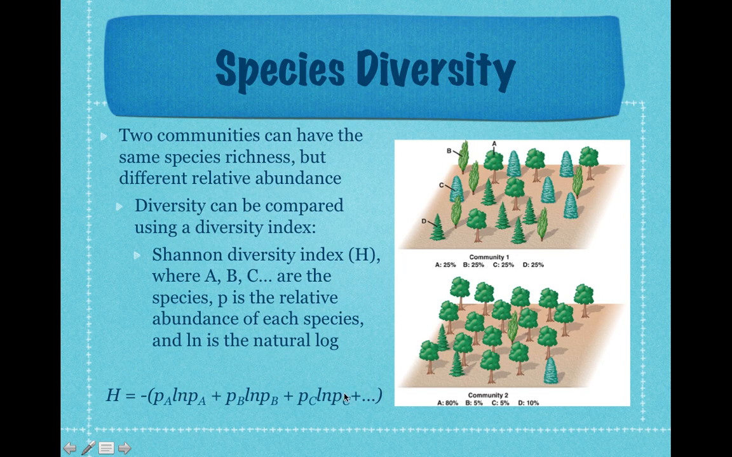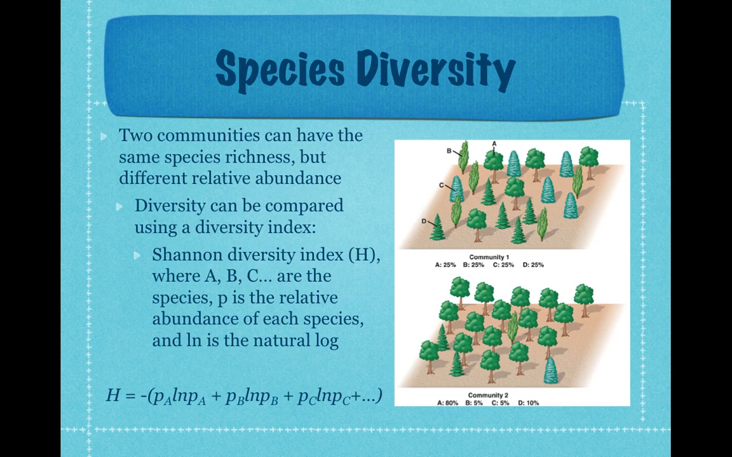As far as actually calculating this, we're not really going to spend any time on it. For the AP exam, it's not really a big deal, but the basic principle behind it is helpful. All right, and the purpose of this index is to take a look at all those different species that we see. So A, B, C, D, E, F, so on and so forth, depending on how many different things you have in your community.